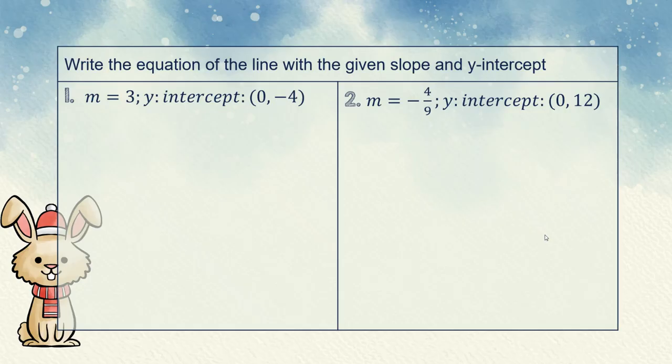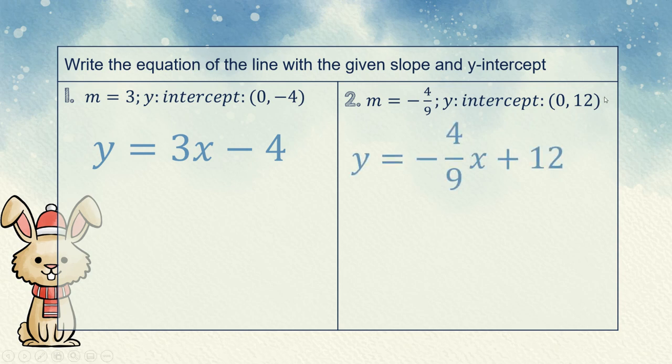So in number 1, it's asking us to write the equation of the line with the given slope and given y-intercept. So they're telling us that the slope is 3, the y-intercept is (0, -4). So we substitute 3 in for m, -4 in for b, and that's our equation. For number 2, the slope is -4/9 and our y-intercept is (0, 12). So the equation is y equals -4/9 x plus 12.